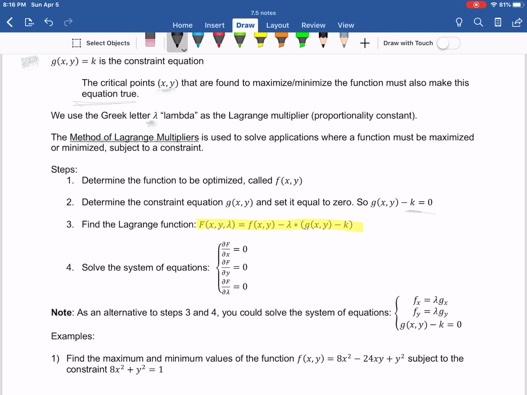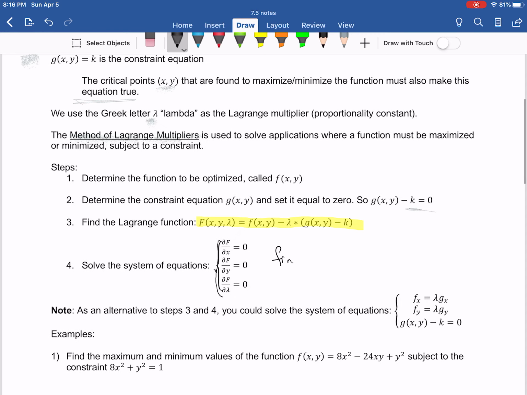The Lagrange function is what you're going to construct. That's capital F. The next thing you want to do is step number 4, which is where you want to calculate all of these three partial derivatives, make your system of equations, and set each one equal to 0 and solve. You have three things to solve for. You would need to find x, y, and lambda. Those are the three things that we're solving for. Hence, we need three equations.